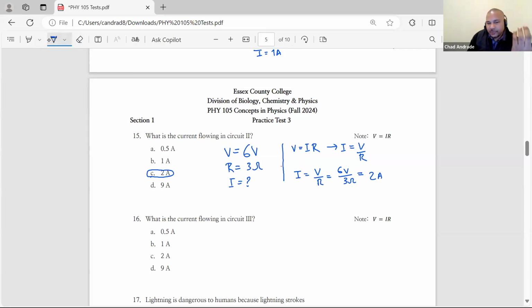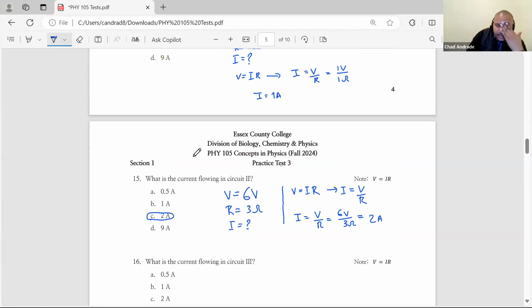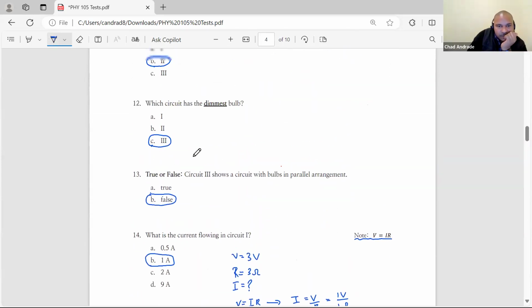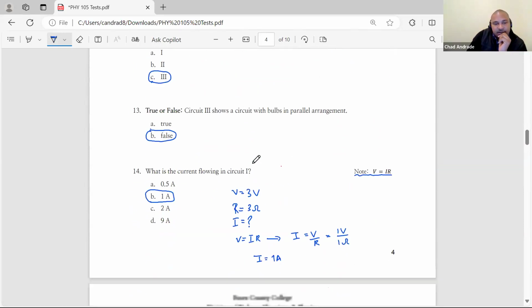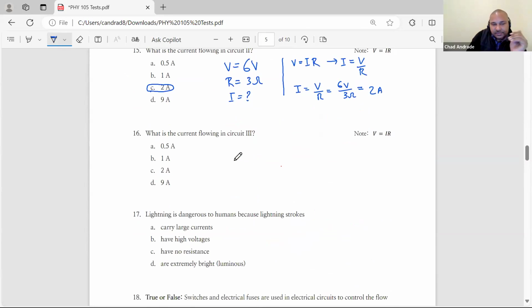All right. The bigger the voltage, the more current passes through, right? You guys see that when going from circuit 1 to circuit 2. Circuit 1 had a 3-volt source, battery source, connected to a 3 ohm bulb. Circuit 2 has 6 volts connected to a 3 ohm bulb, and it has twice the current flowing.